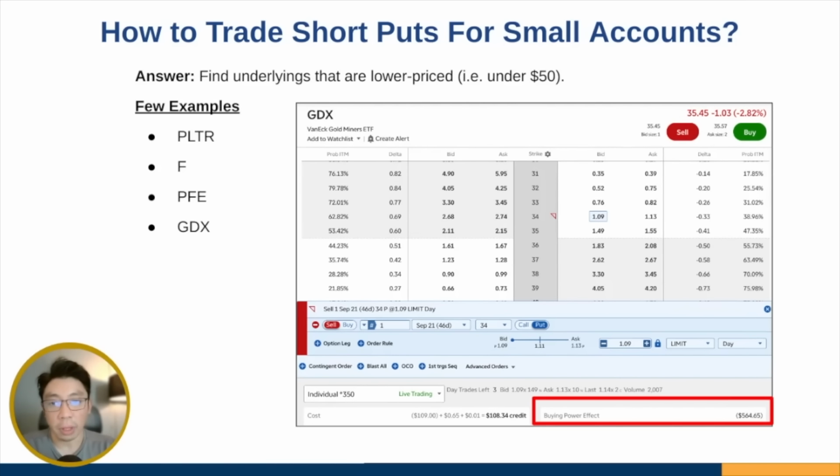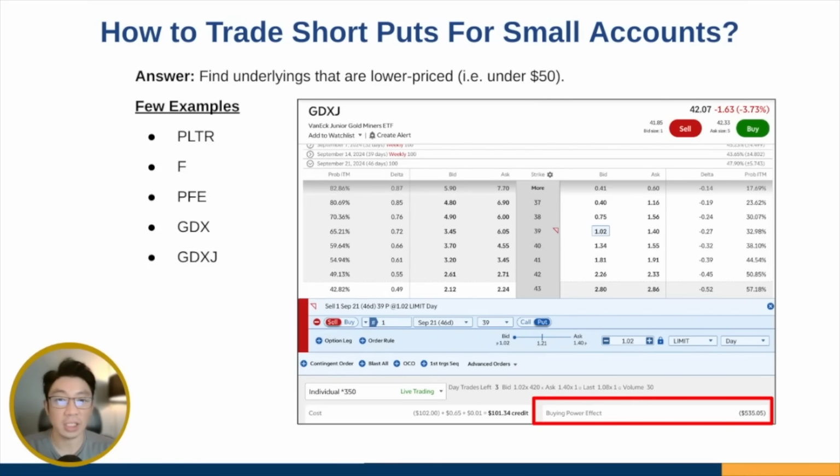Now, here are a few other examples. Now, this is for the index ETF. So stocks can be a little bit more volatile. So if you're the kind of person that wants a slightly less volatile underlying, then you can go for the index ETF, right? For example, one of them is GDX. So GDX is the Van Eck Gold Miners ETF. You can see down here, using the strike price of 34, you have the buying power of slightly above $500.